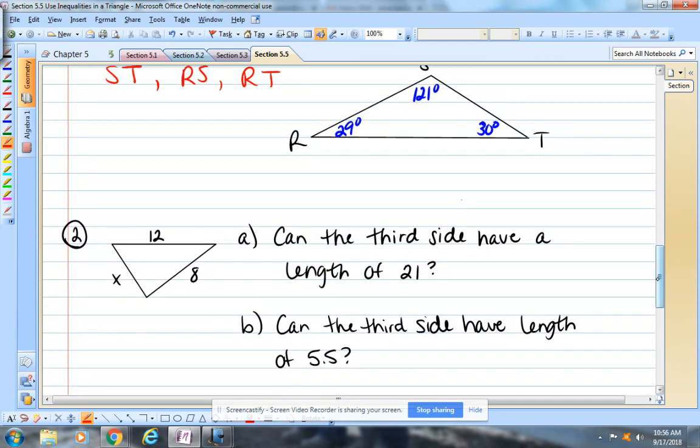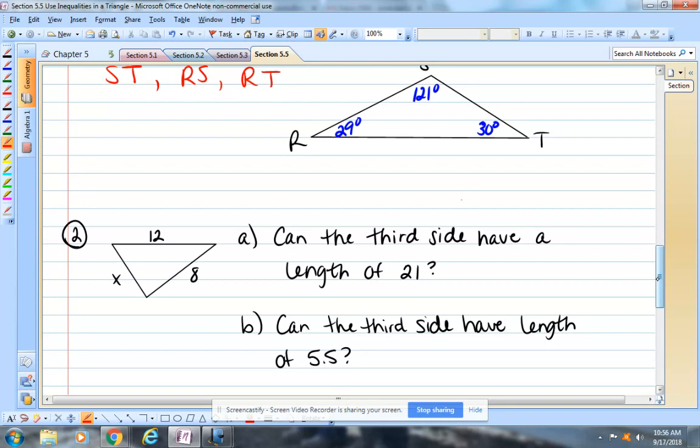All right. These next two questions all come from the same picture. So I got this triangle. One side length is x. One side length is 12. One side length is 8. So we don't know the length of x, and it's going to ask us a few questions about it.